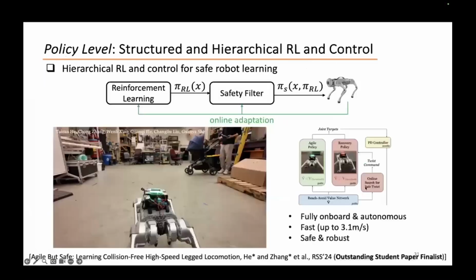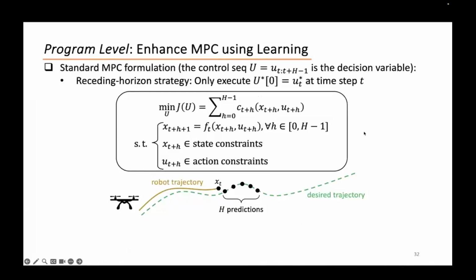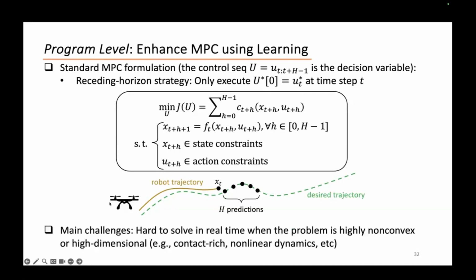Okay, I want to spend a few minutes on the last part of my talk, probably 3 minutes, which is program level: how we enhance model predictive control using learning. In case you don't know what MPC is, MPC is basically trying to solve an optimization problem in real time. The main challenge of MPC is that it's pretty hard to solve this problem in real time when the problem is highly non-convex or high dimensional. For example, contact-rich or nonlinear dynamics, right?